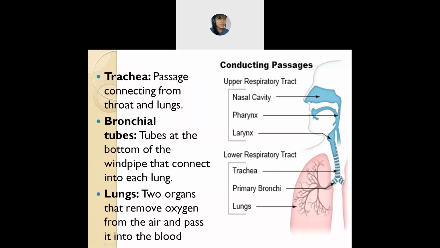Okay. First is trachea. Let us discuss trachea now. So this is the trachea. What are they? They connect from your throat to your lungs. This is your throat. The trachea is a passage. Passage means what? It is a way, you can say, connecting your throat and your lungs. In between your lungs and your throat, they are the passage, the way, you can say.